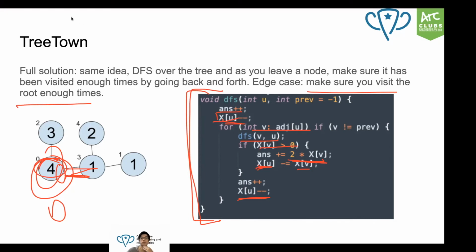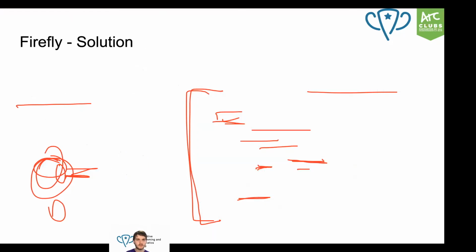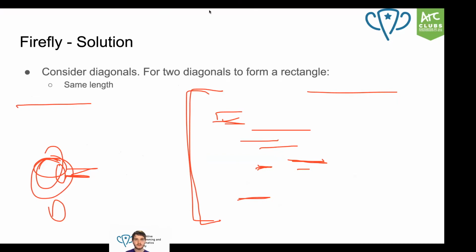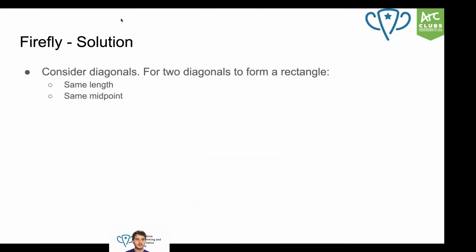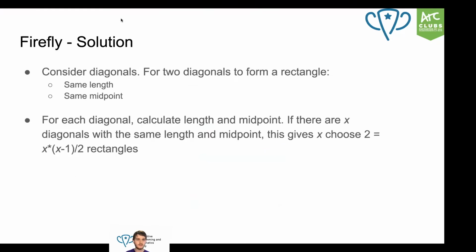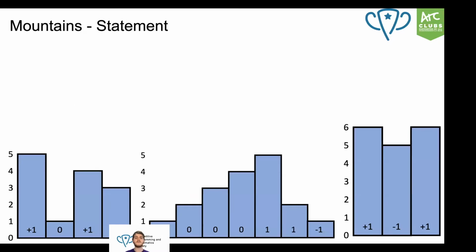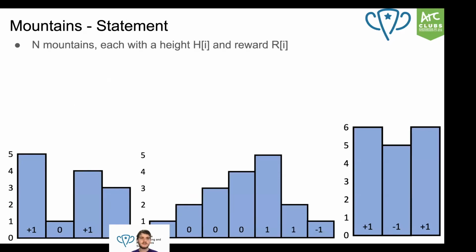Okay. So we have, I think, mountain, which is the last problem remaining, unless I've missed one. So here we go. So mountains. A quick description of the problem. There are n mountains, each with some height and some reward.